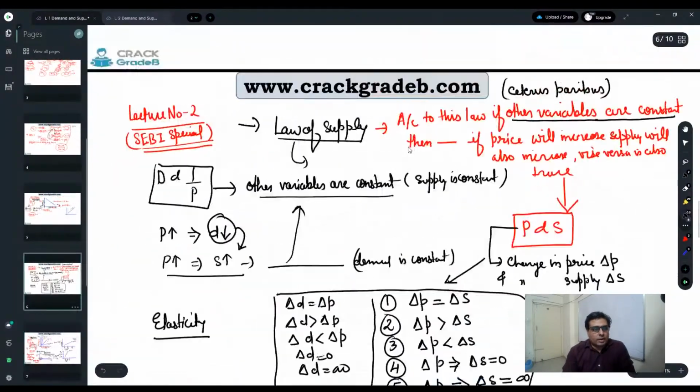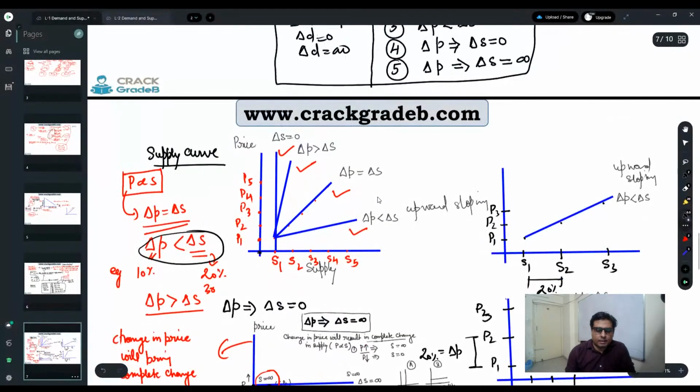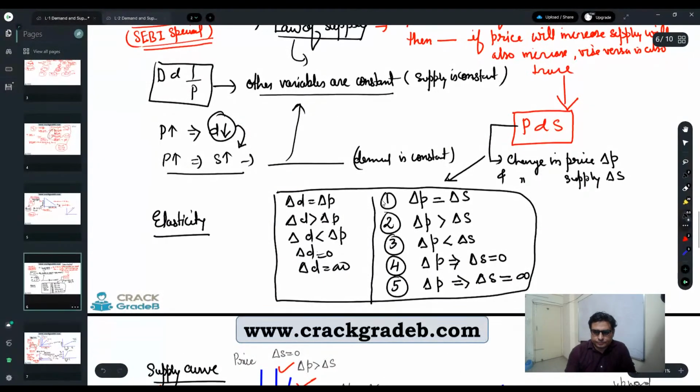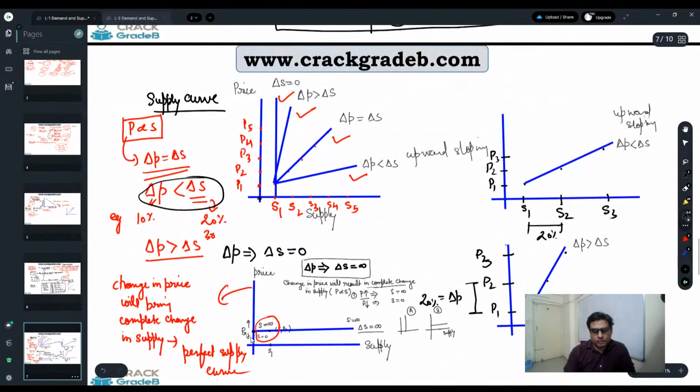And after that, I introduced the law of supply. Under the law of supply, price and supply are in direct proportion if other variables are constant, ceteris paribus, right? Accordingly, I drew the graph, the supply curve, which is going to be upward sloping if we take supply and price, right? Then I explained all these cases through the supply curve. All five supply curves I have explained here in this manner.